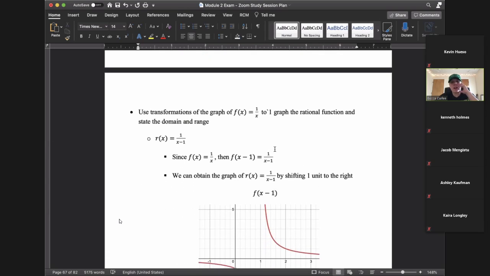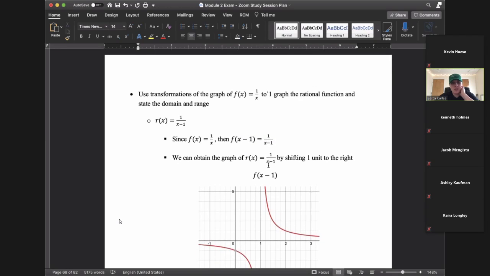Use transformations of the graph of f of x equals 1 over x to graph the rational function and state the domain and range. We've got r of x equals 1 over x minus 1. Since f of x equals 1 over x, we're asked to use transformations of the graph of 1 over x. If we replace x with x minus 1 everywhere we see an x, then f of x minus 1 equals 1 over x minus 1. So we can obtain the graph for r of x equals 1 over x minus 1 by shifting 1 unit to the right.